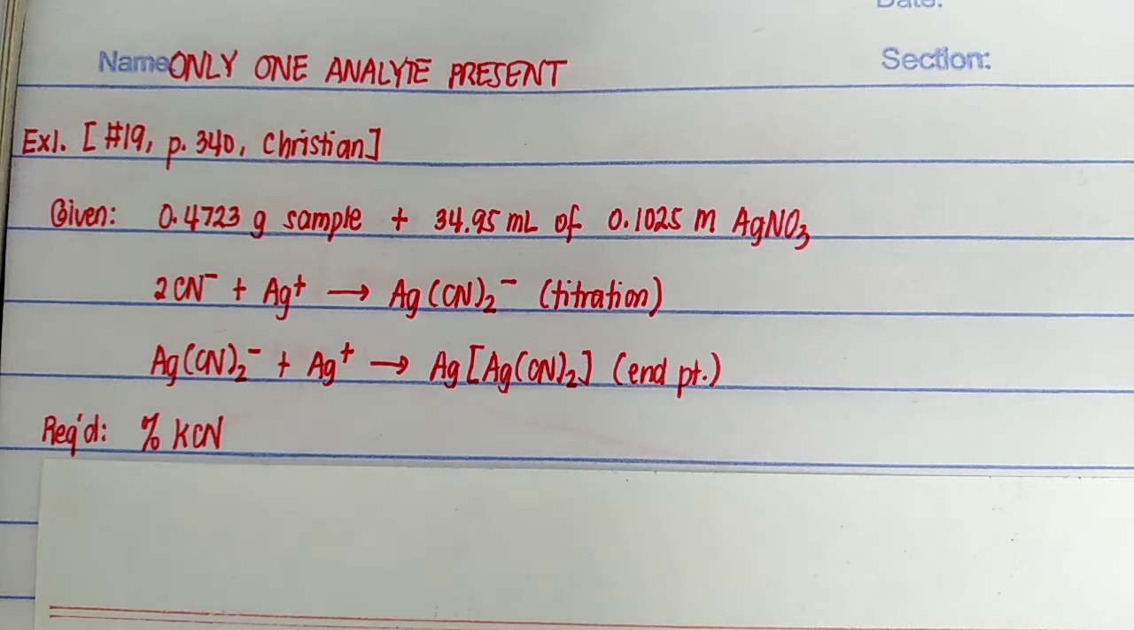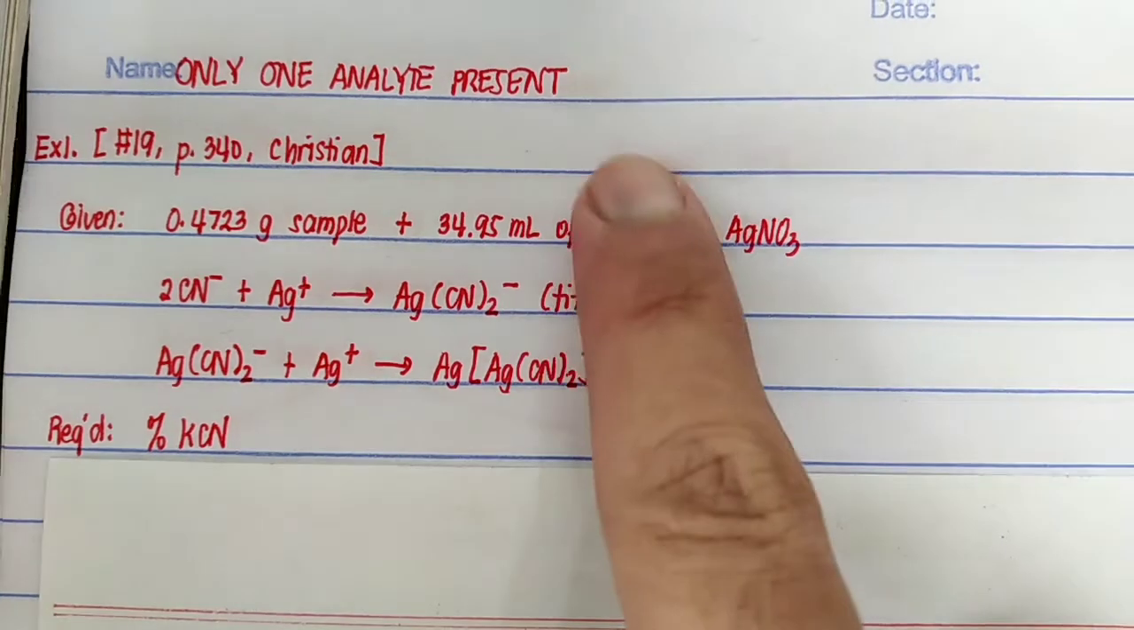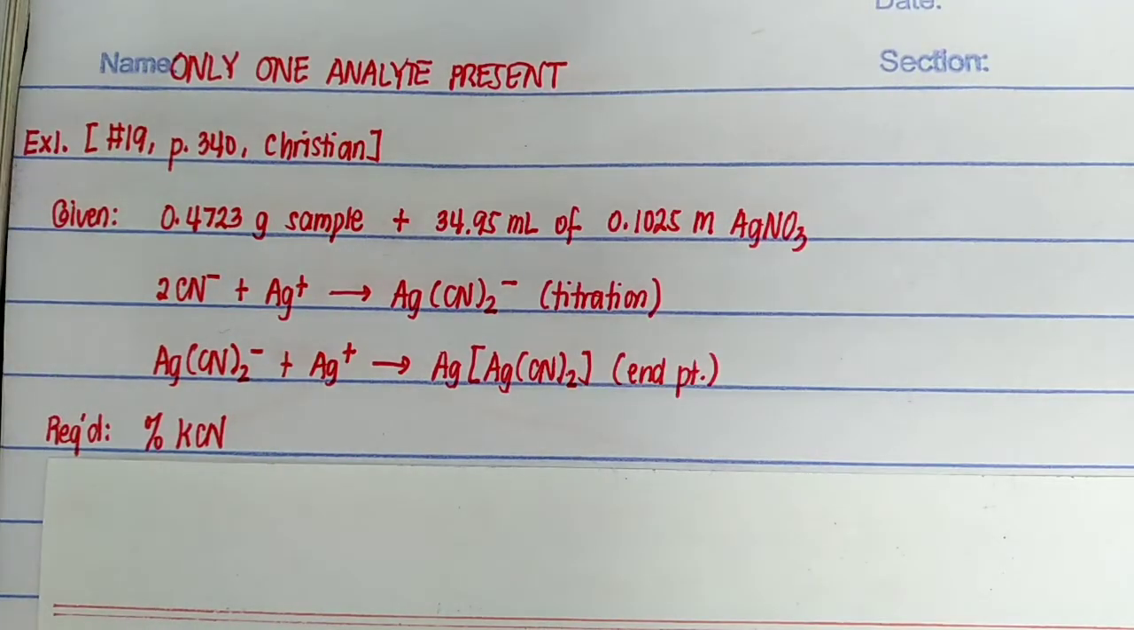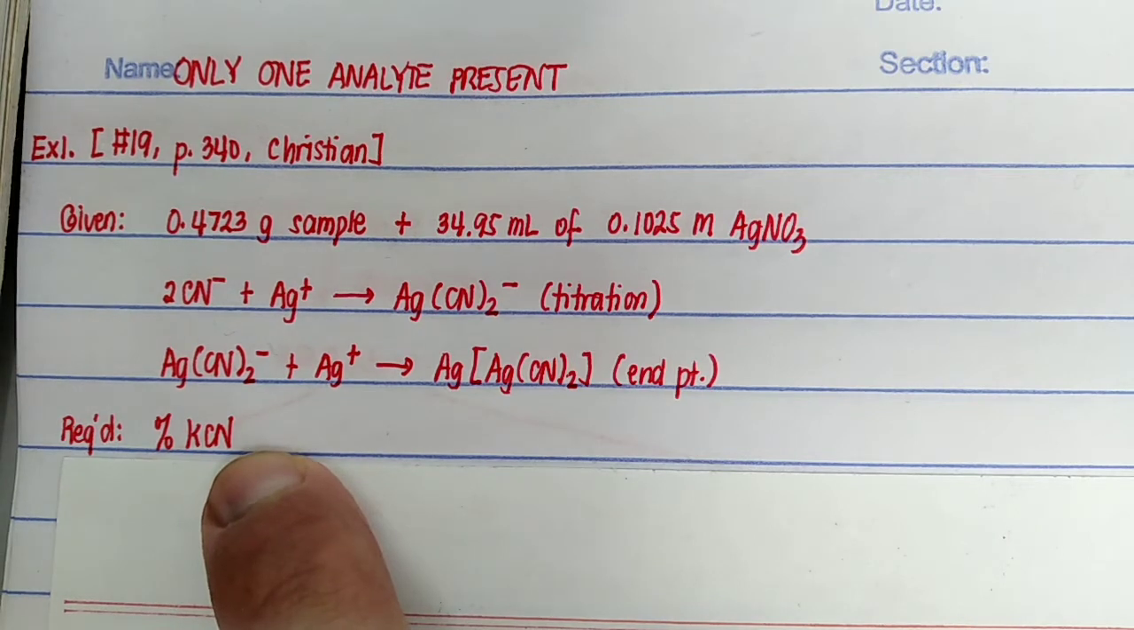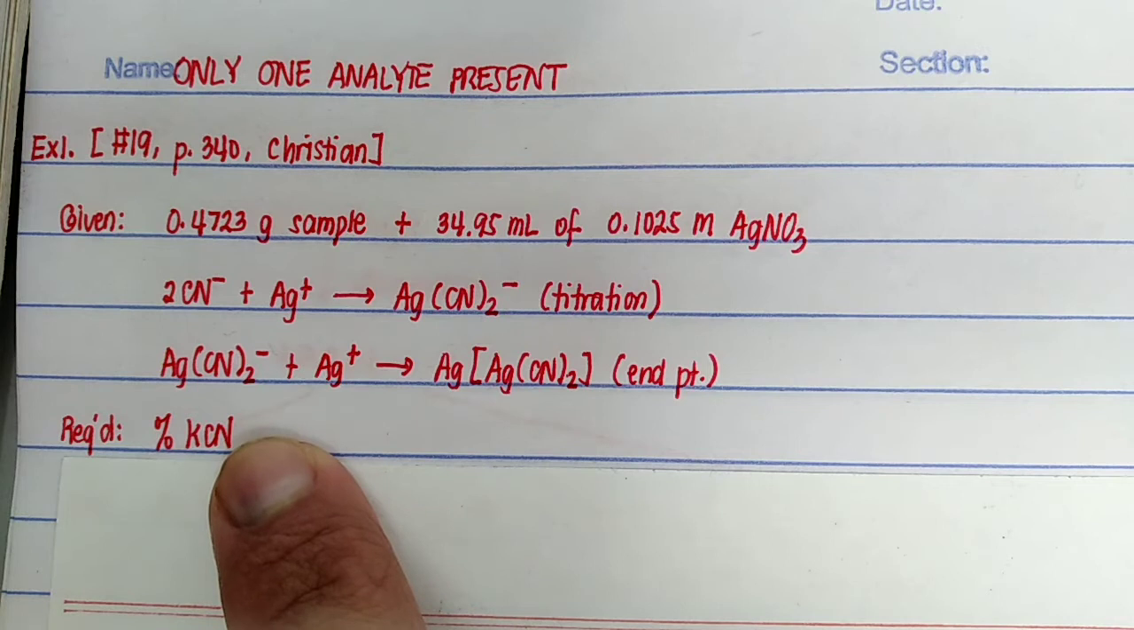Try to understand what's going on, and on a piece of paper, try to summarize for yourself the important information, like what I've done here, and the information being asked of us, like the percent of the potassium cyanide present in our sample.